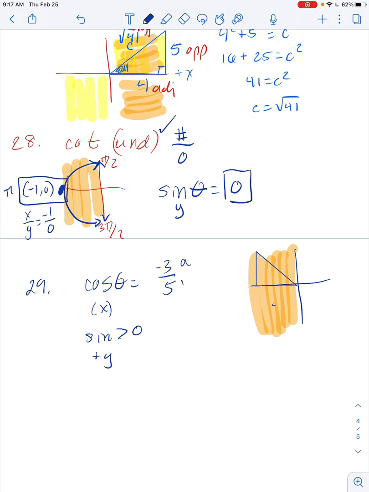Cosine, remember, is adjacent over hypotenuse. So my adjacent side is 3, my hypotenuse is 5. The 3 has to be the one that has the negative. And then when I go to find this y value, it's going to be positive because I'm in that quadrant. It told me my y or sine was positive. So 3 squared plus y squared equals 5 squared will lead me to a y value of 4.